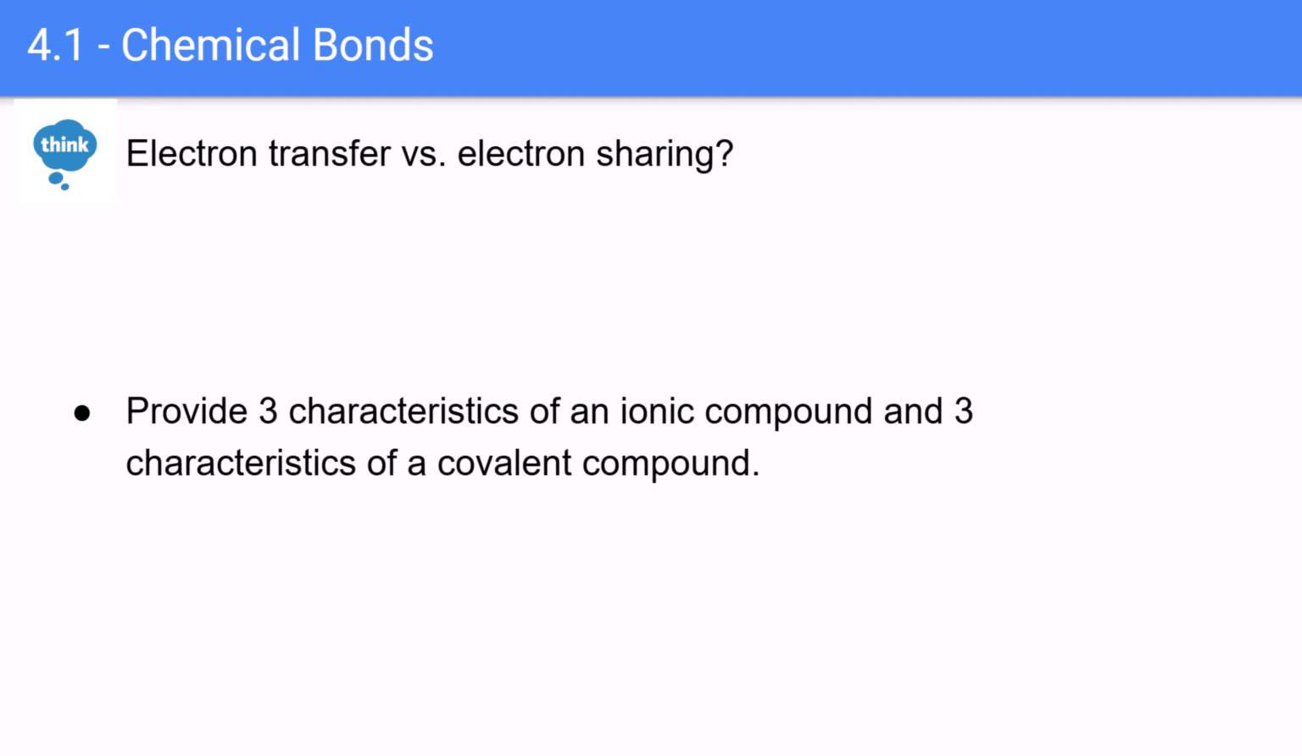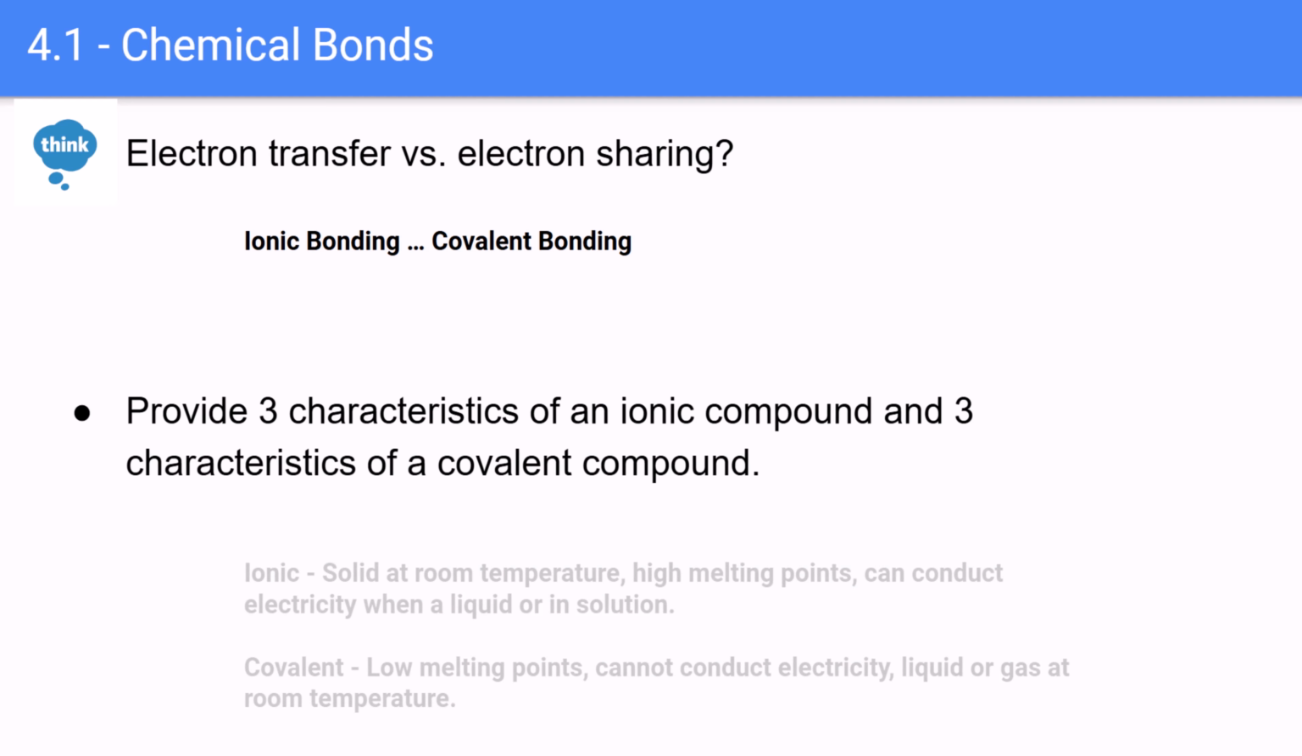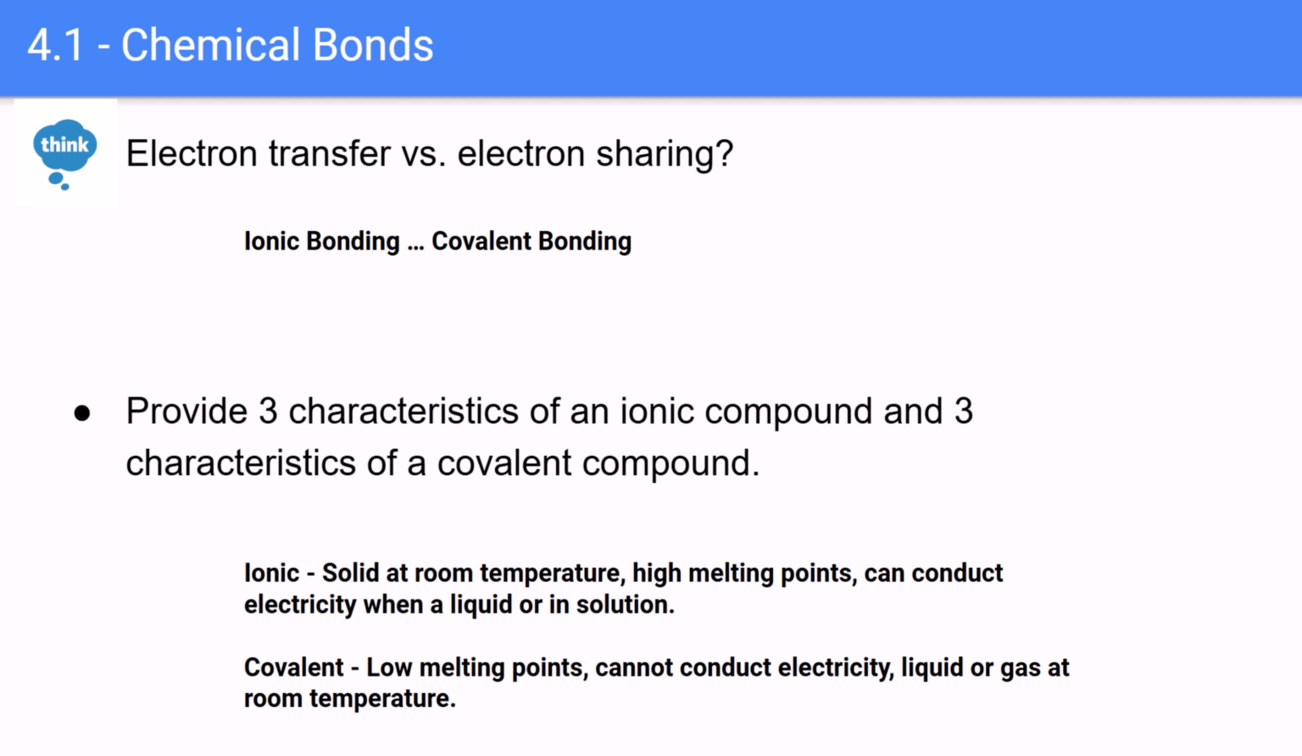All right, so if we're looking at electron transfer, that is ionic bonding, and electron sharing is covalent bonding. Simple enough, we just discussed that. 3 characteristics of an ionic compound versus 3 characteristics of a covalent compound. There's a lot of things that you could put forth here, but ionic compounds are solid at room temperature. They have high melting points and can conduct electricity when a liquid or in solution. Covalent compounds have low melting points, cannot conduct electricity, and are a liquid or gas at room temperature.